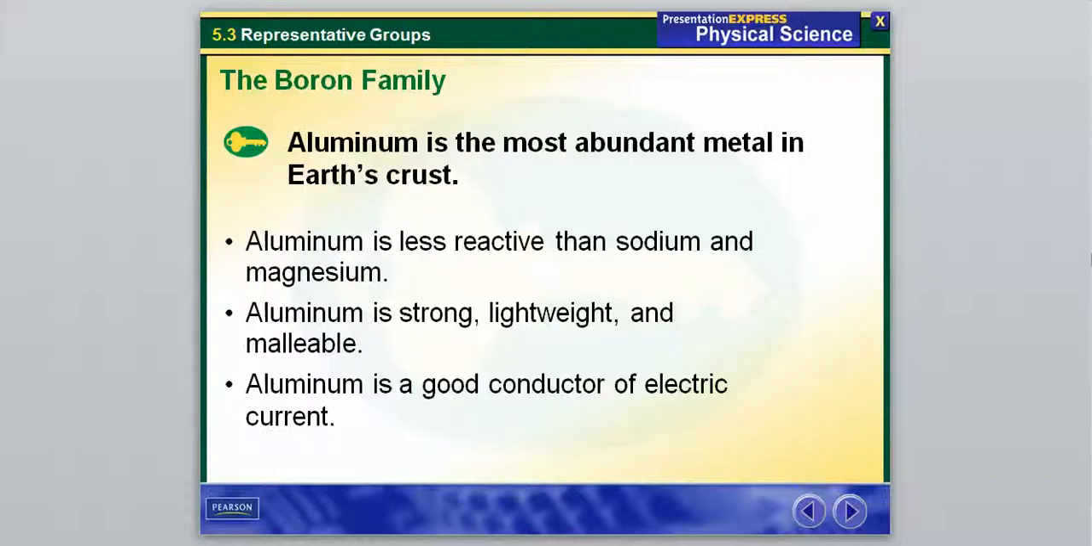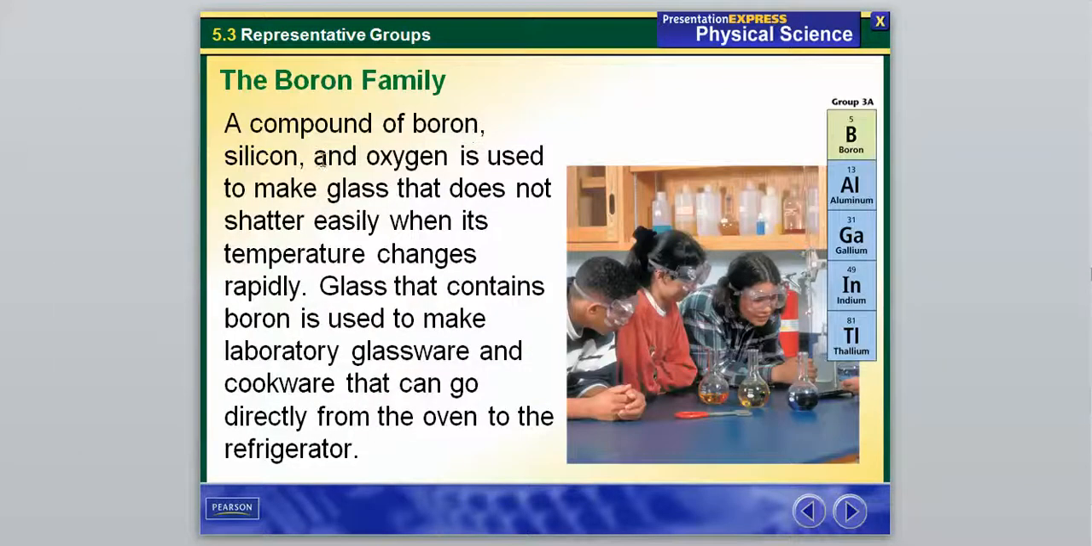A compound of boron, silicon, and oxygen is used to make glass that does not shatter easily when its temperature changes rapidly. Sorry, I was jumping around there. Okay, let me start over.